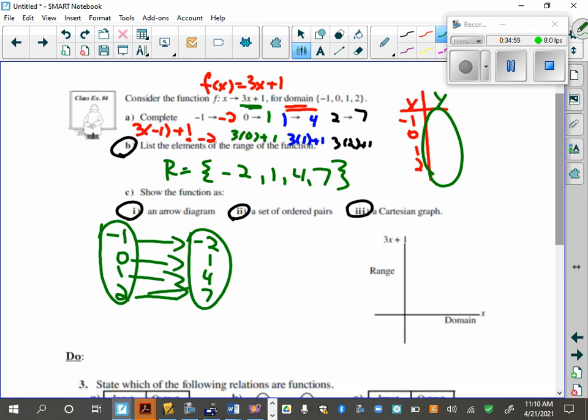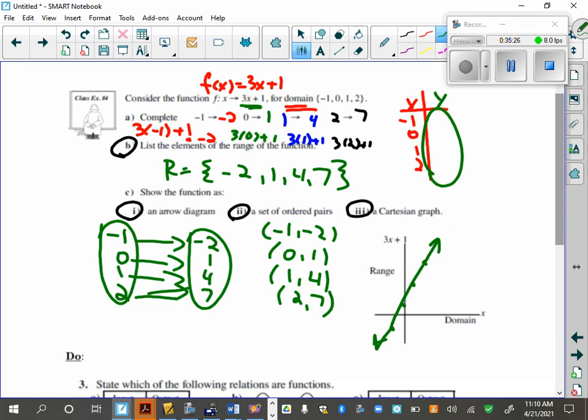Negative 1, negative 2, 0, 1, 1, 4. And the next question is you just plot those points on the graph. So negative 1, negative 2, I don't know, it's just going to depend. 0, 1, 1, 4, and 2, 7, something like that. And I'm going to just get used to my habit of naming my line. So when you do that tomorrow and you graph a line, you make sure you label it and put arrows on the end.